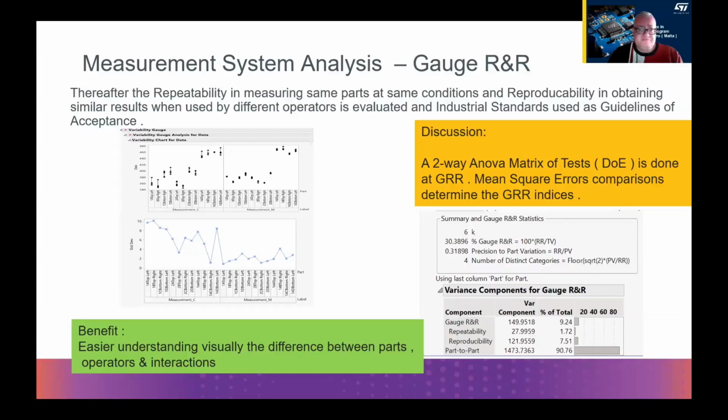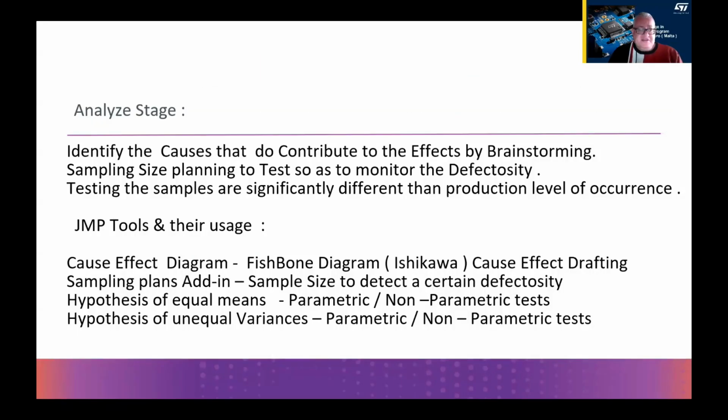Analyze stage. The analyze stage is basically very important. We're going to start from the beginning. We're going to draft a fishbone diagram, an Ishikawa diagram, which is the basis of our analysis. We're going to do sampling plans to see how economically you can face the problem, and also, yes, hypothesis tests for our tests to see that they are significant statistically, and later on we decide engineering-wise and management-wise whether they make sense or not.